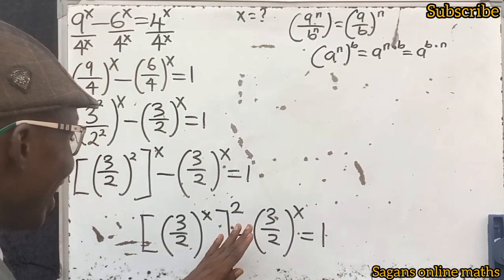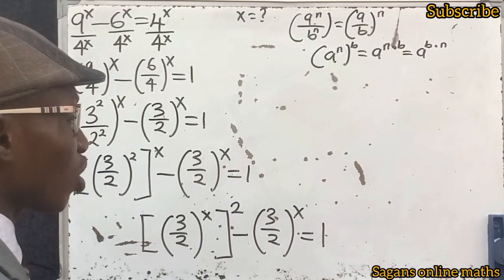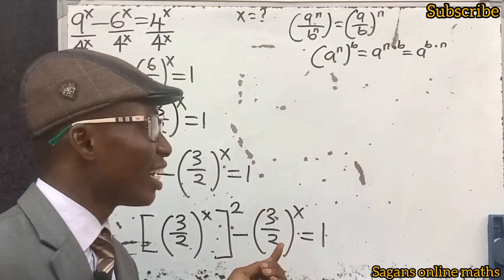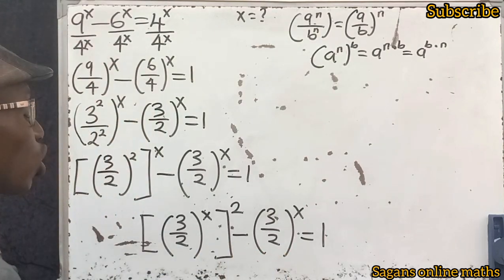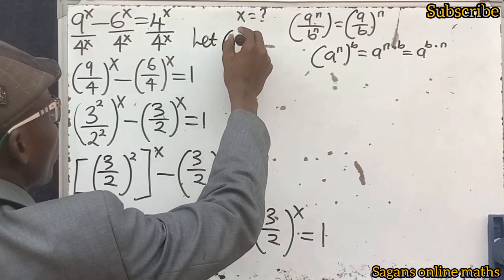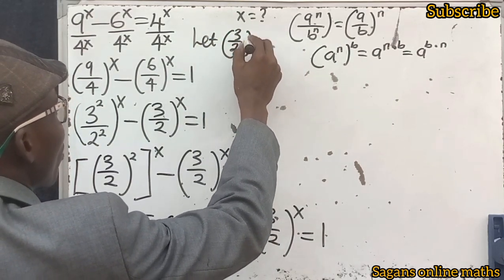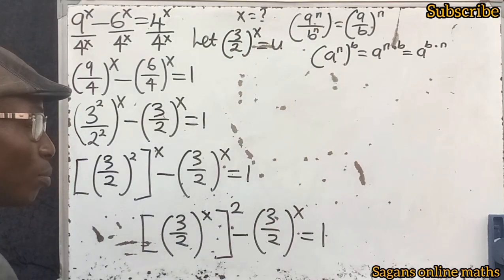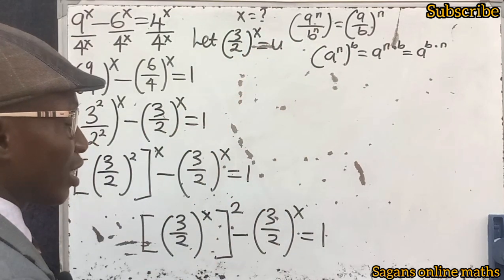Wow, this is amazing. Now, consider something common, right? This is what we are looking for. Can you see how beautiful it is? Now, we consider (3/2)^x is common. Let (3/2)^x equal to what? U. Let it represent any variable and solve for the value of the variable, right?